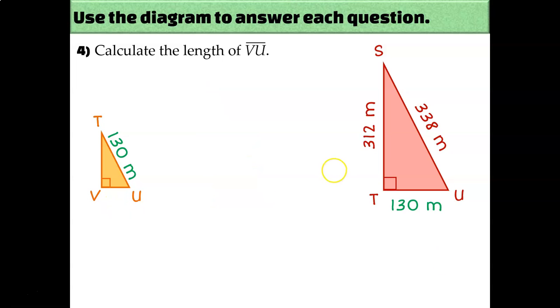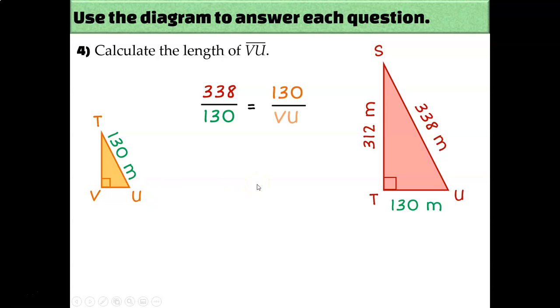All right, let's see what we can do. First, I'm going to write a ratio that's complete. For example, I know both the hypotenuse and the corresponding side that we're looking for in the little triangle, so I'm going to write 338 over 130. So that's the hypotenuse over the short leg in the big triangle. And I'll set that equal to the same ratio on the little triangle. So that's hypotenuse over short leg.